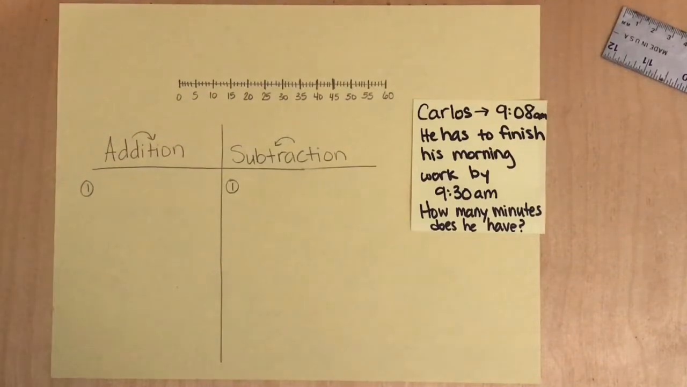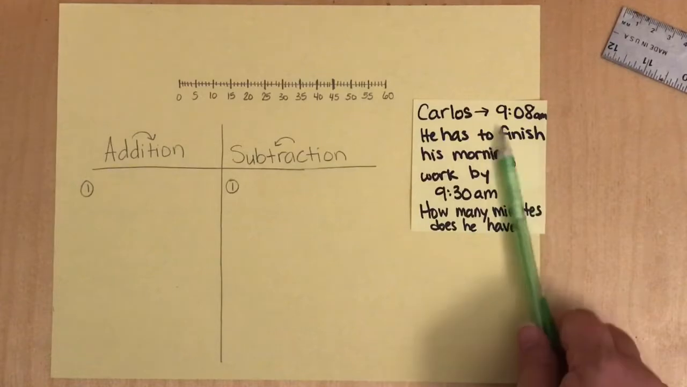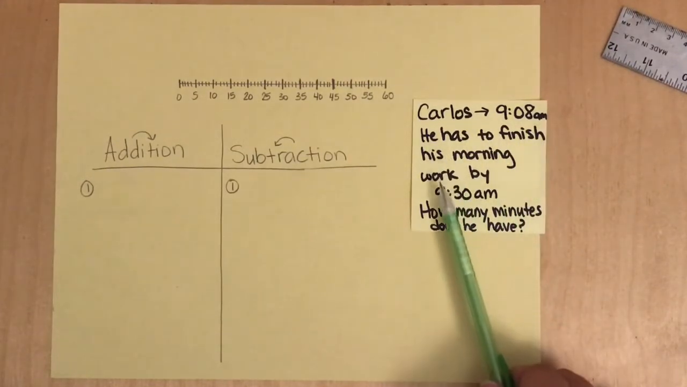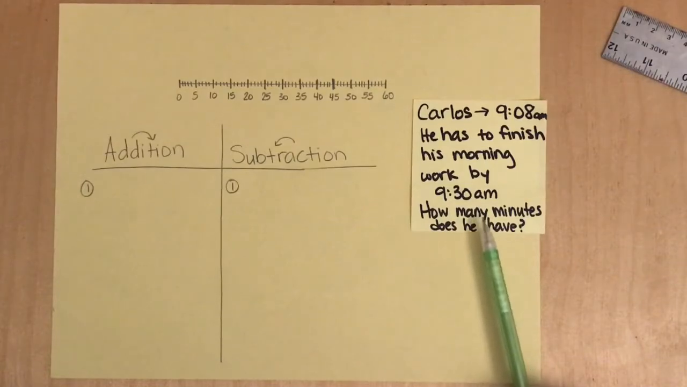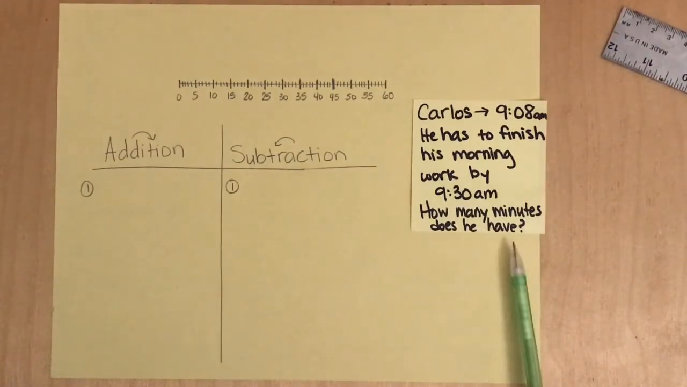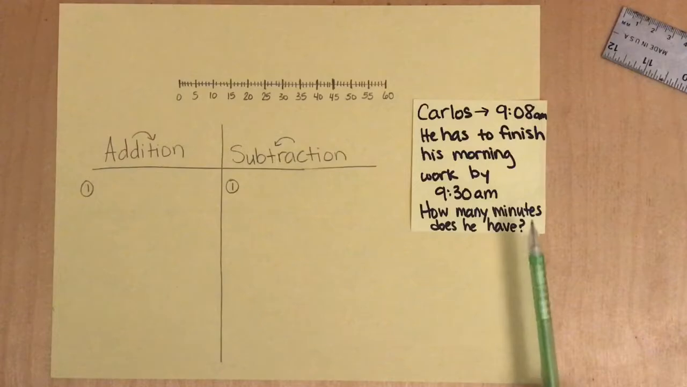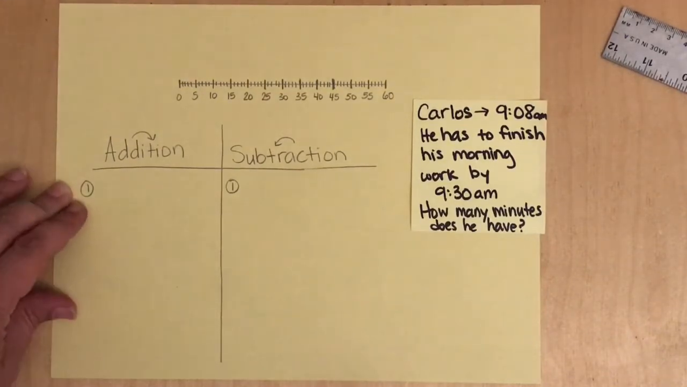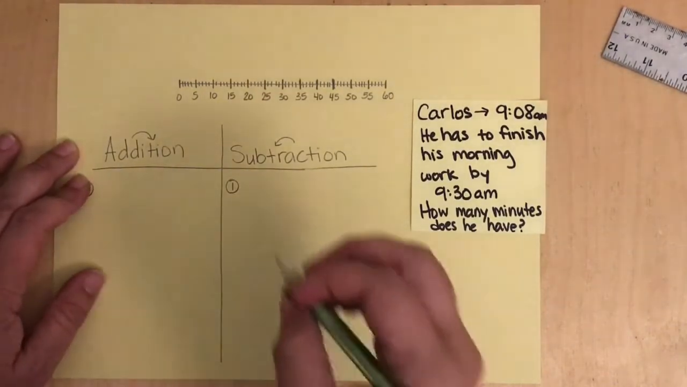Starting with today's first problem, Carlos comes in to the classroom at 9:08 a.m. in the morning. He has to finish his morning work by 9:30 a.m. How many minutes does Carlos have? So remember, when you're doing a word problem, you always want to map out all the information that you have first. So what I do know is that Carlos comes in at 9:08.